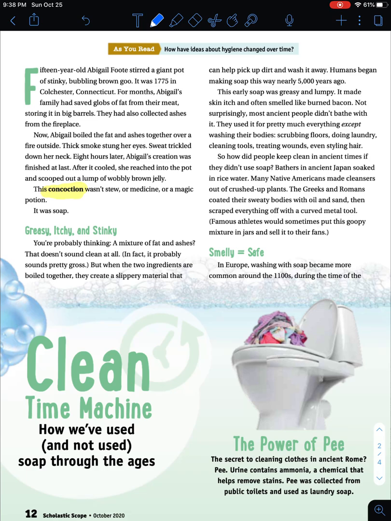Maybe you have to check the dictionary, Merriam-Webster.com, Google them, whatever you're most comfortable with. But these words are really important to understanding the point of what our author is talking about. So here we have, this concoction wasn't stew or medicine or a magic potion. It was soap. A concoction is a mixture of things. It's a mixture making up something. And so this is why it's coming up as a keyword, because it's a unique word. That's a big word. That may be a word you haven't encountered before, but it's important for you to know, to understand what's going on here.